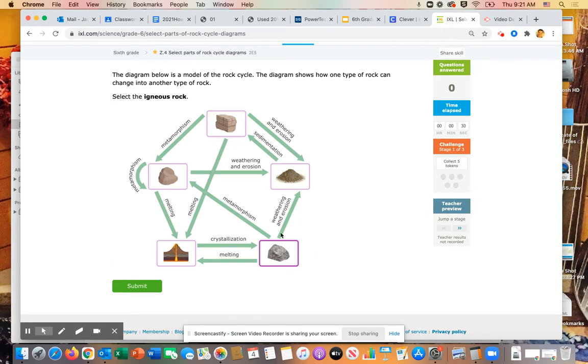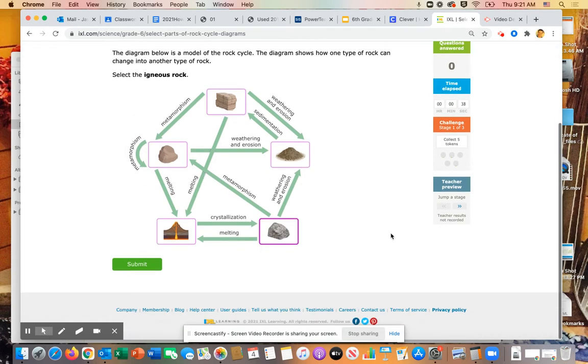Now you notice they're starting off easy. There's only one crystallization arrow. You can probably guess it's going to get more complicated. If they asked for metamorphic and metamorphic arrows, you see there's more than one, right? So keep that in mind.